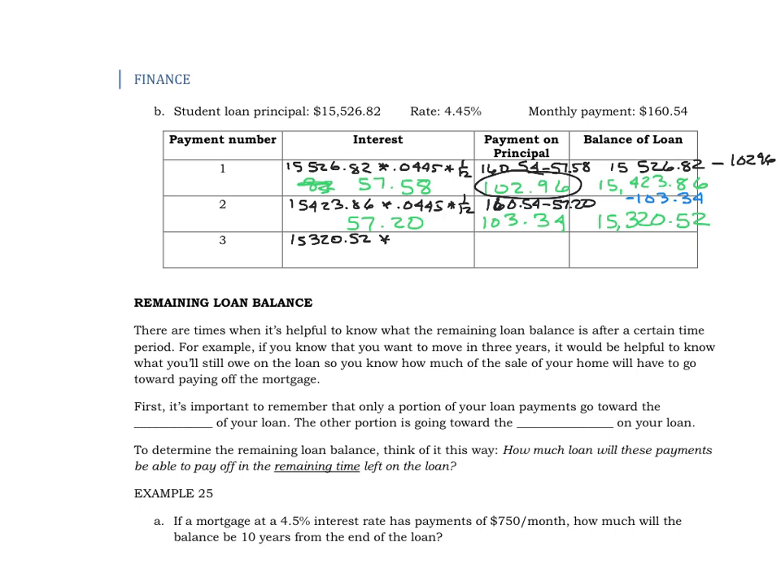And then that times my 0.0445 times 1/12. And that gives me $56.81. So we will subtract this interest from the monthly payment. And I get $103.73. And I will subtract this amount from the previous balance of the loan. And I get $15,216.79.